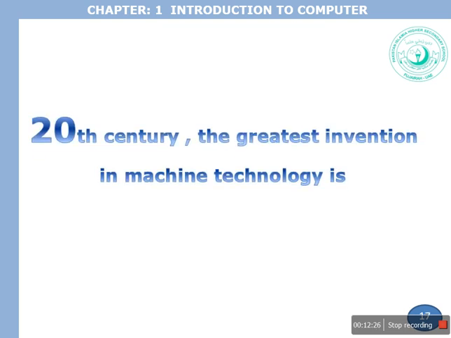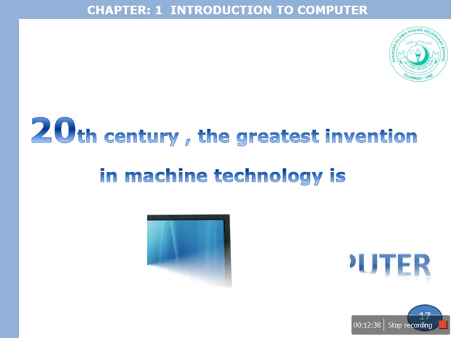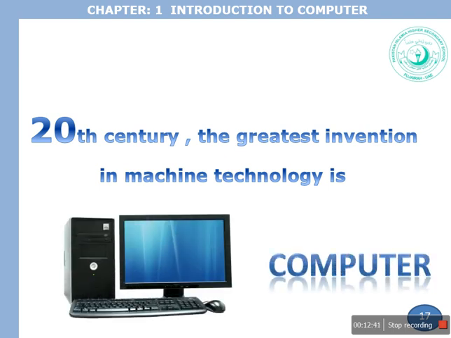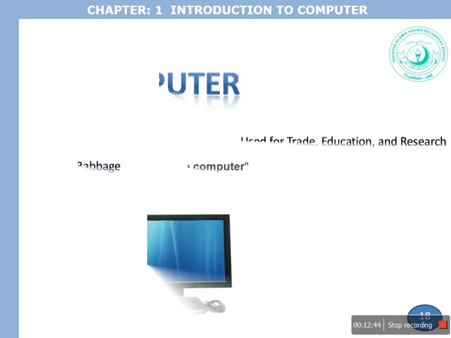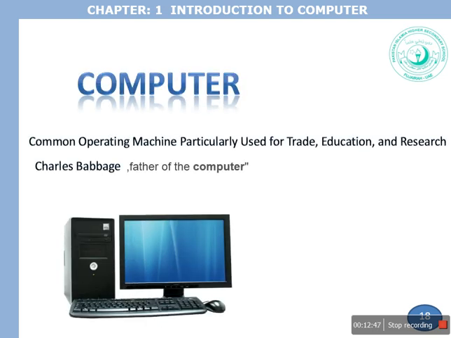In the 21st century, can you guess which one is the greatest invention in machine technology? It is the computer. Computer is an amazing machine. It stands for Commonly Operating Machine, Particularly used for Trade, Education and Research. Okay, C for common, O for operating, M for machine, P for particularly, U for use, T for trade, E for education and research. So this machine is used in trade sectors, in education sectors and in research.